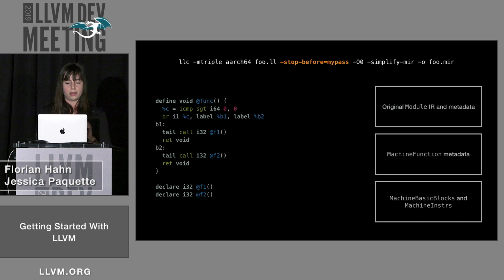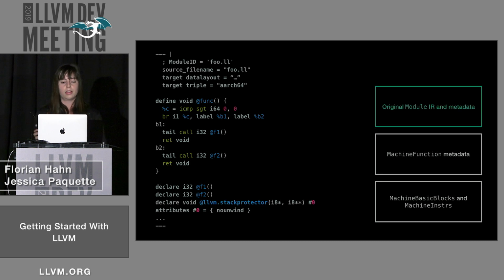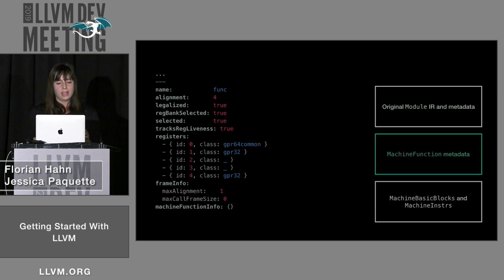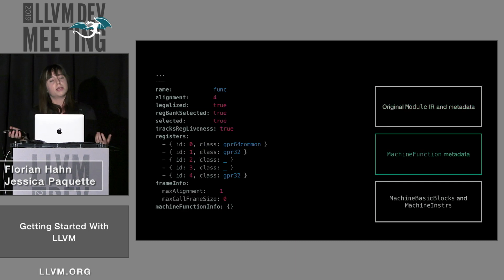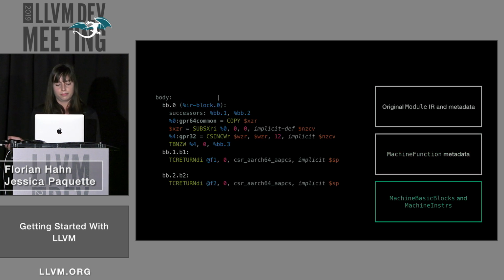Let's say that we used it on this MIR. The first thing we're going to see is the original IR and the added metadata. And the next thing you're going to see is some machine function metadata. This contains information like which registers are used in the function and the function's alignment. Finally, you'll see the MIR as it appears at the end of that pass running.